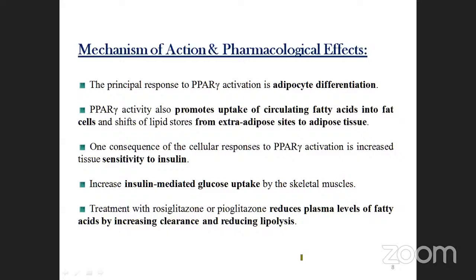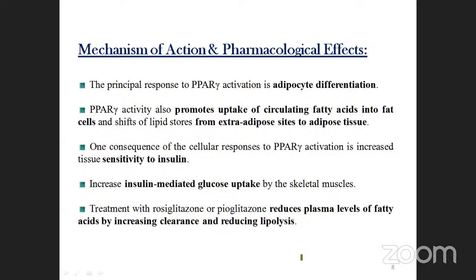Now if PPAR gamma is present in that cell, it will transform that particular cell B into adipocytes. Different kinds of proteins will be released by the activation of PPAR gamma, principally in the adipocytes, meaning a cell is being transformed by PPAR gamma into adipocytes.